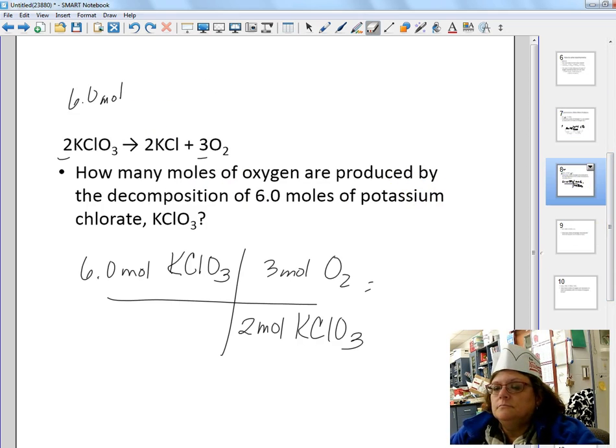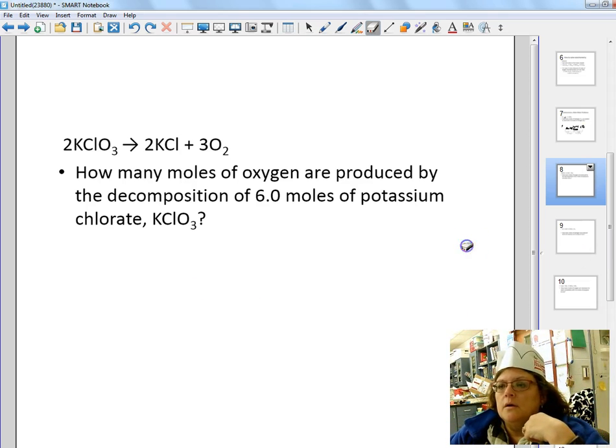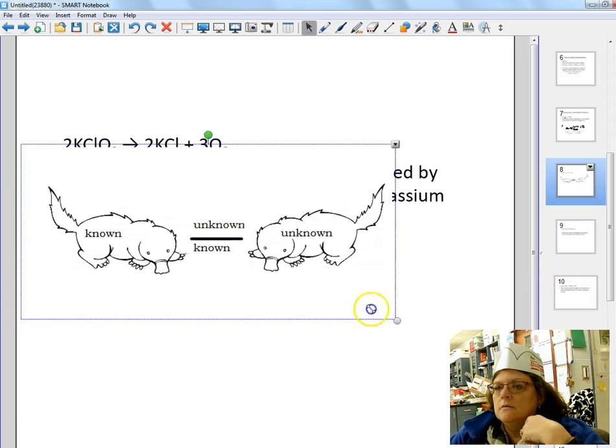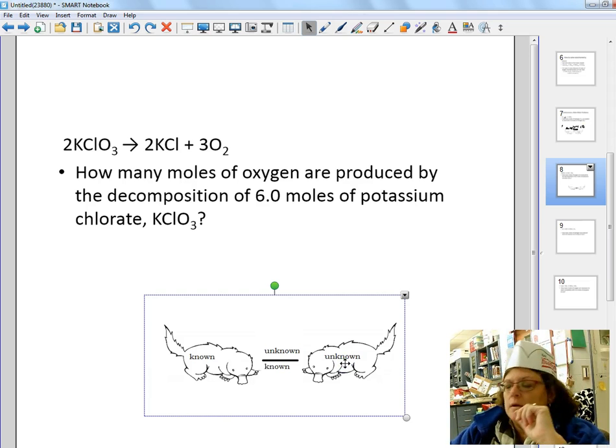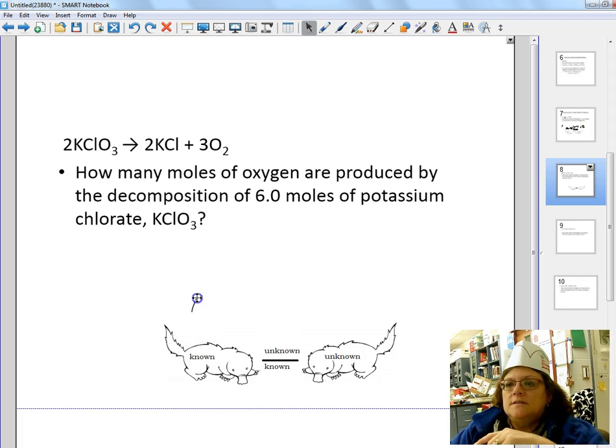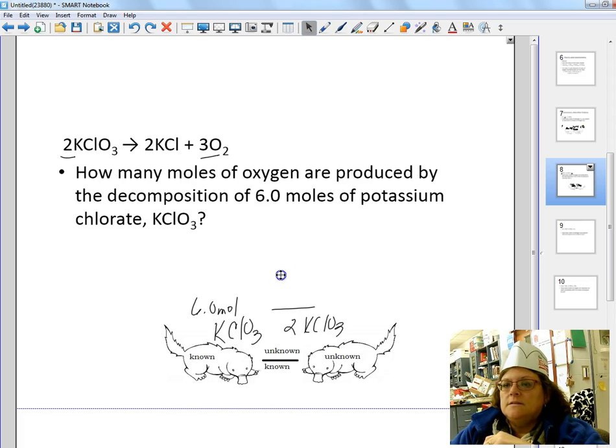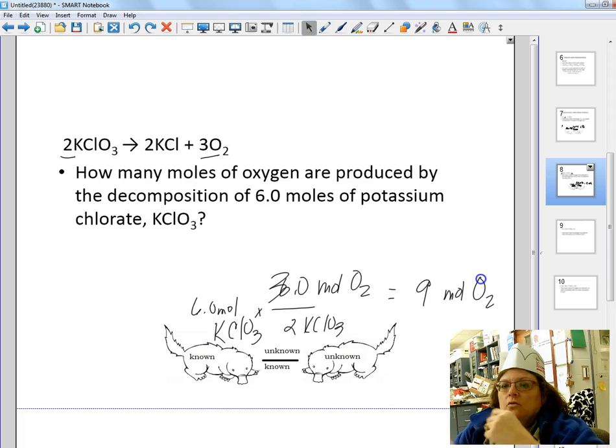Let's try another one. Once again, I'm going to bring our little mole bridge in. Make him a little smaller. What's my known information? I know that I have 6 moles of potassium chlorate. My ratio of potassium chlorate to oxygen is 2 to 3. What goes on the bottom? The known ratio. And 3 is going to go on the top. So now if I multiply that, 6 times 3 is 18, divided by 2, I end up with 9 moles of oxygen. So, starting with 6 moles, I'm going to end with 9 moles. Okay? Does that make sense? 2 gives me 3. 6 will give me 9.